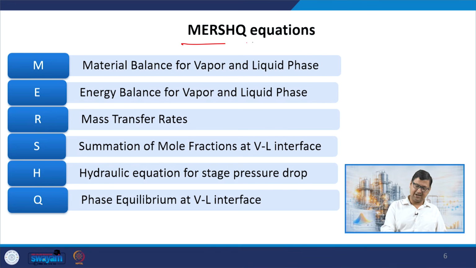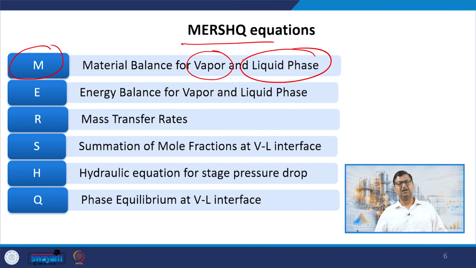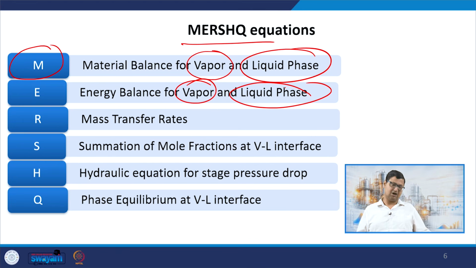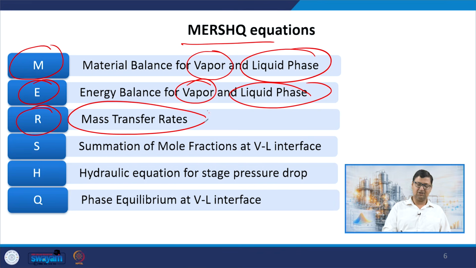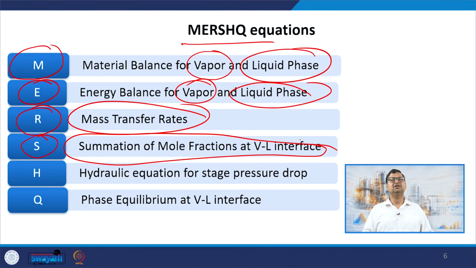It's called the MERSHQ equations. The M equation is the material balance still, but now we have two equations for every stage, for every component. We have the vapor phase and the liquid phase material balance for every component. Then we have the energy balance for the vapor and the liquid phase. So we have two energy balances for every stage now. These are my energy balances, the E equations. Then we have some R equations for the mass transfer rate between the phases. Then we have S equations still, but applied to the interface.